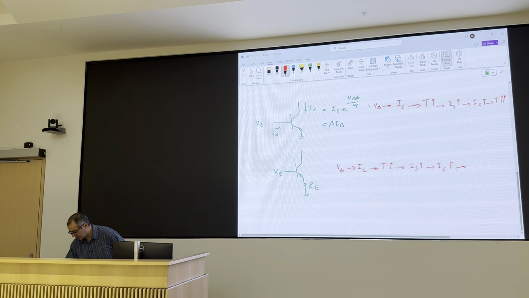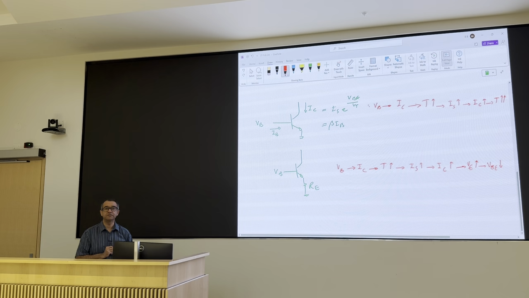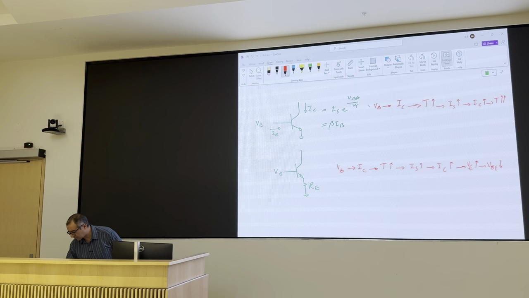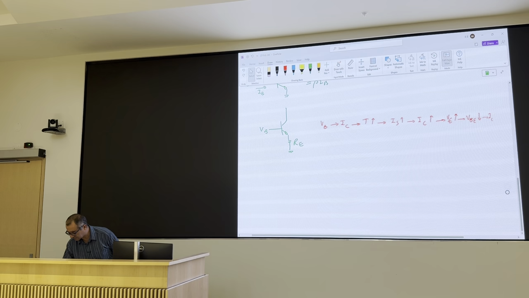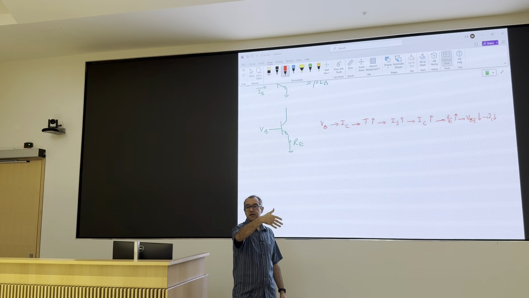VE goes up, what does that mean? It means VBE goes down. Your base is fixed, your emitter has gone up. So this pushes IC down. You have implemented negative feedback. That little resistor will take care of it.